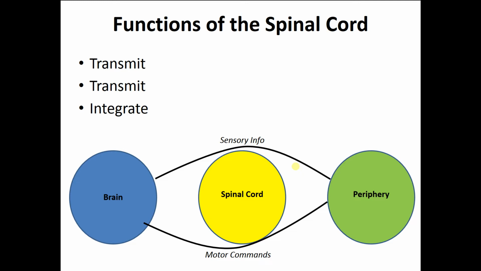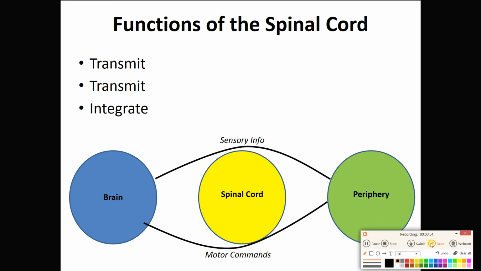Before we do that, though, some basic functions of the spinal cord. It is going to transmit information, so sensory information from your body to your brain. It's going to take motor commands from your brain to your body. It is also going to be a center of integration, of processing information. So those are the three big functions.